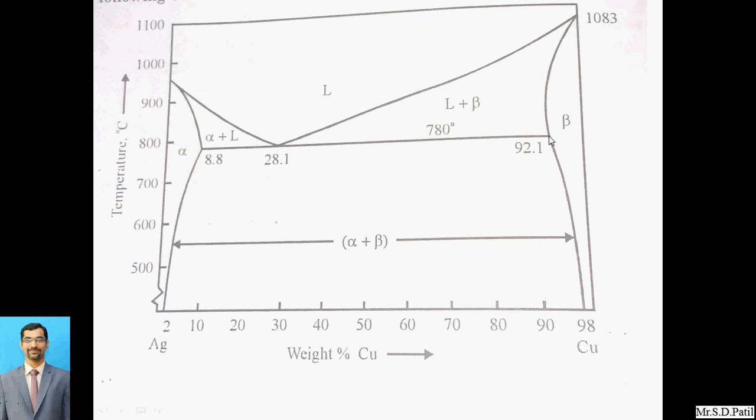Now when the copper is 92.1%, what it means, the silver will be how much percentage? 100 minus 92.1 means almost 7.9% silver will be there. Now here when we are talking about copper is 8.8%, what it means, silver will be remaining 91.2%. So at 28.1% copper means the silver will be 71.9%. Okay, so in this way we can explain this particular diagram. Okay, now we will just go with this content.